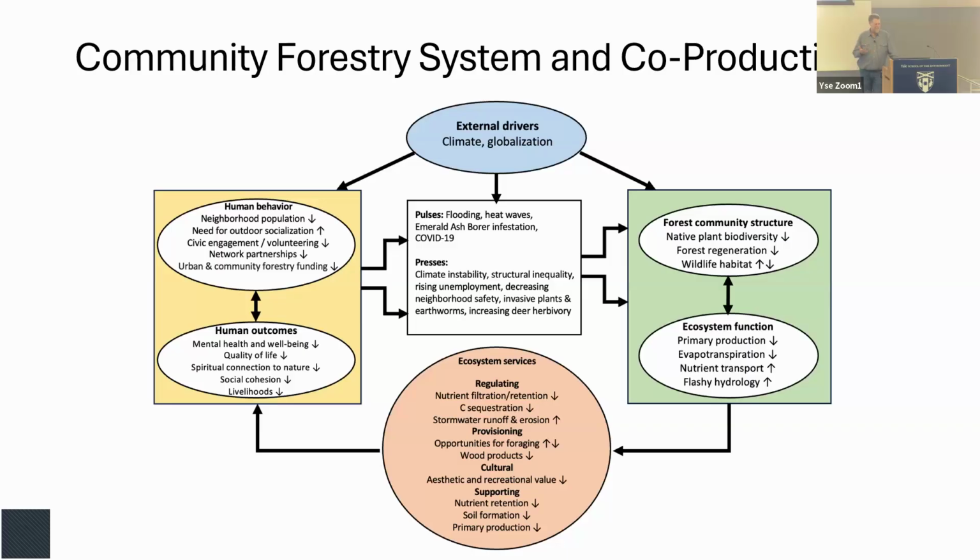And then the supporting ecosystem services. And then there's human outcomes, right? And so we have mental health and well-being going down. We have the trauma from the flood. We have the trauma from families that have lost family members due to gun violence and drug overdoses. Quality of life is going down.